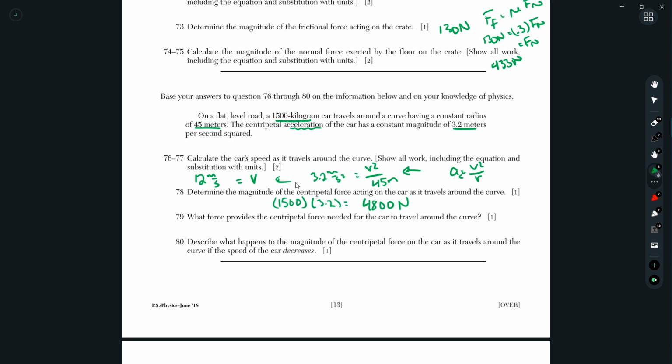Okay. What provides a centripetal force? Friction. No friction, no centripetal force. What happens to the centripetal force if it slows down? Well, if you slow down going around a curve, you don't have to lean as hard, so it decreases.